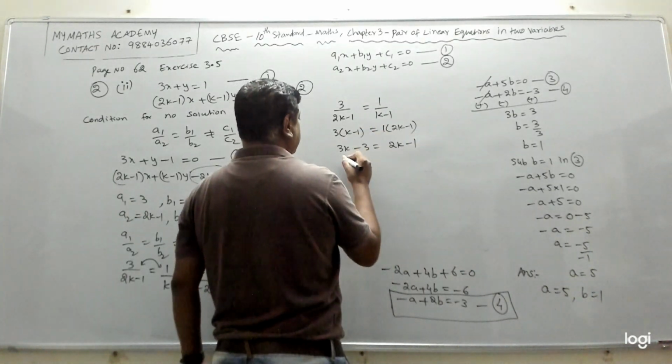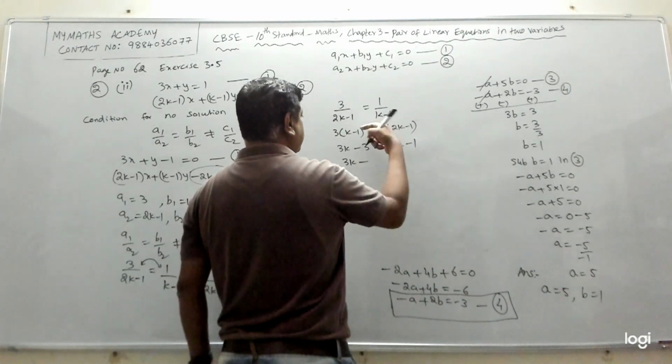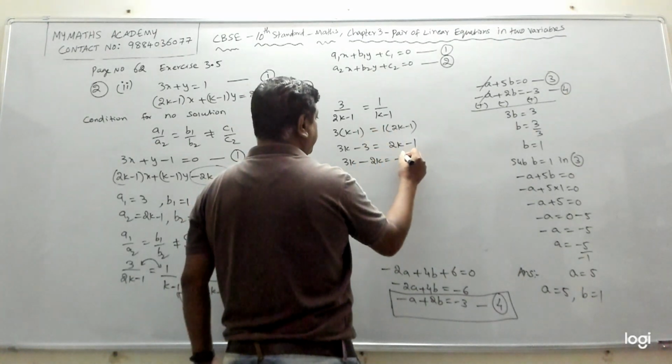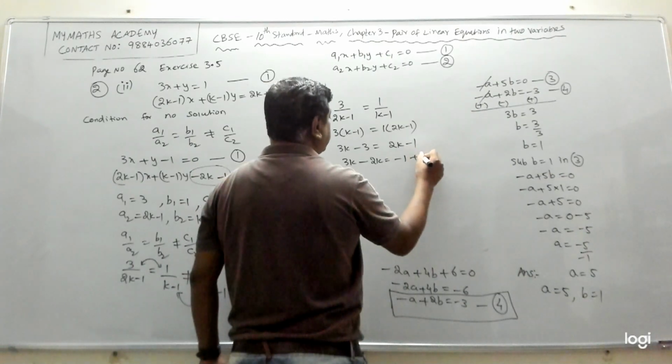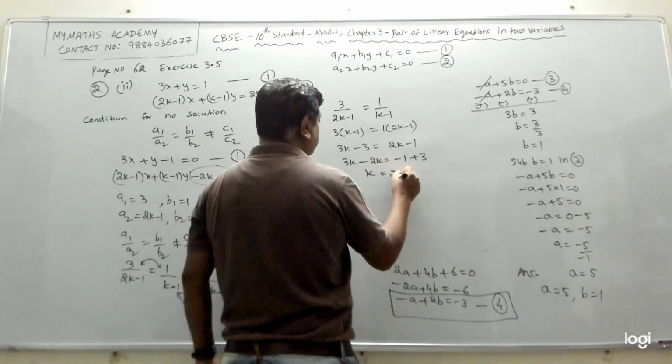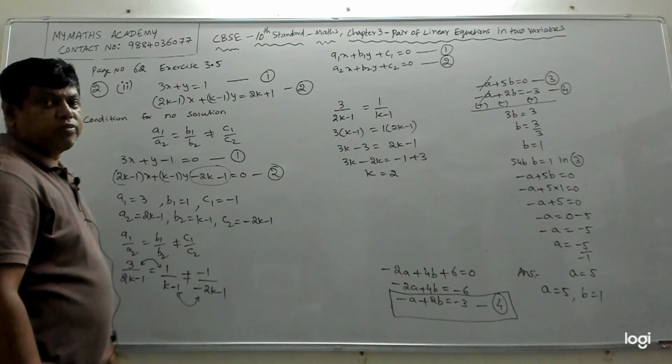Bring this k here. It will become 3k. This 2k will come here, it will become minus 2k equal to minus 1. This minus 3 will go this side, it will become plus 3. So k equal to 2. What we get, the value of k is 2.